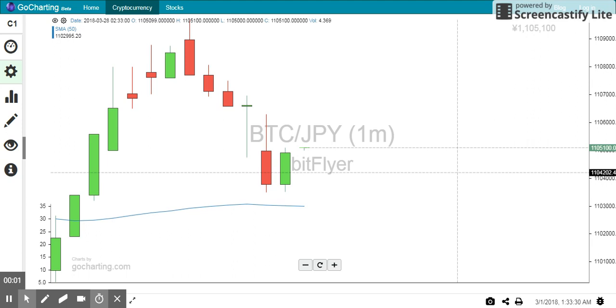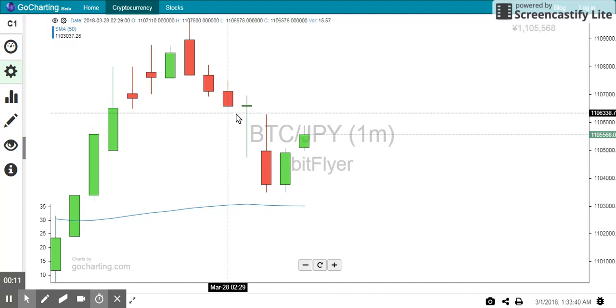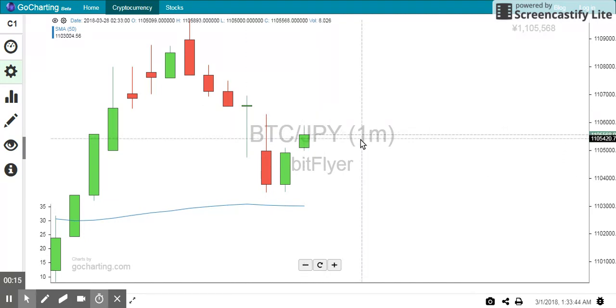Hey guys, today we're going to talk a little bit about candlesticks. Candlesticks is probably one of the most important tools that you need to know as part of your technical analysis. So, in this chart, as you can see, we have plotted Bitcoin to Japanese yen on a scale of 1 minute using data feed coming in from the exchange called Bitflyer.